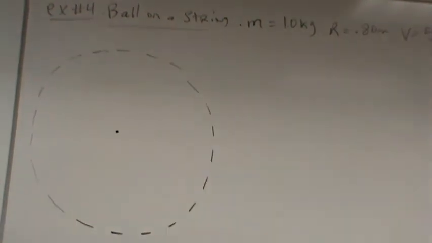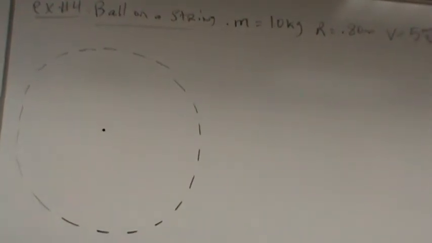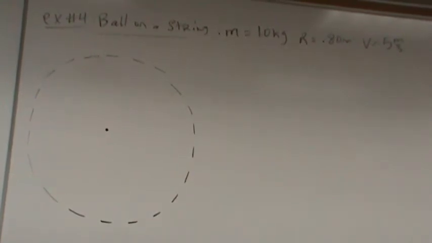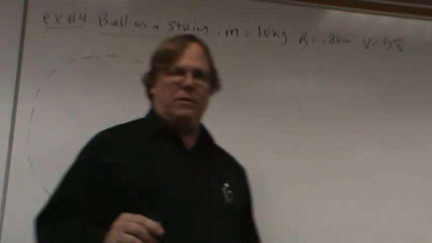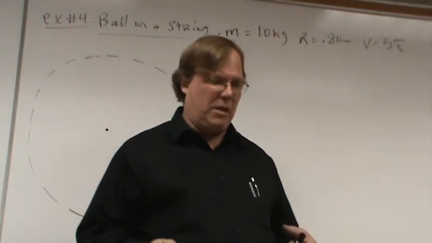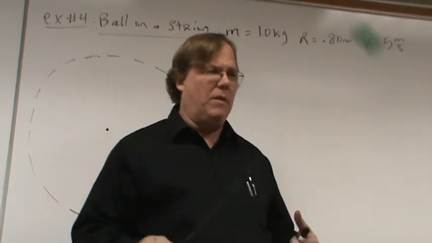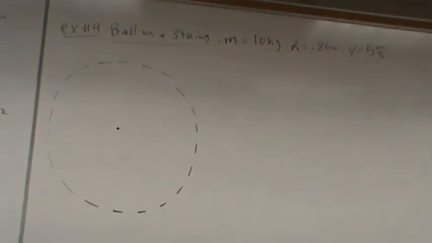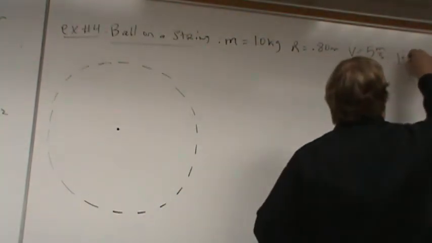Now, you know that's not really realistic because as a ball goes round and round, it will tend to go slower at the top and faster at the bottom because of conservation of energy. We'll talk about that in a subsequent chapter, but we're going to pretend that I'm having it go a constant 5 meters per second at all times, even though that's not realistic. And so I want you to find the tension at the top and the bottom.